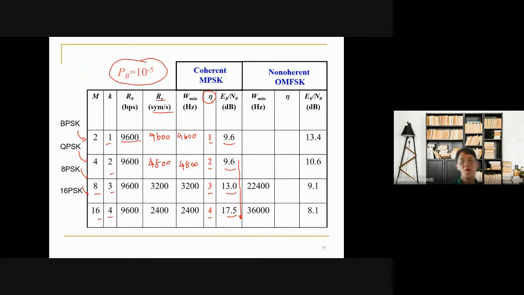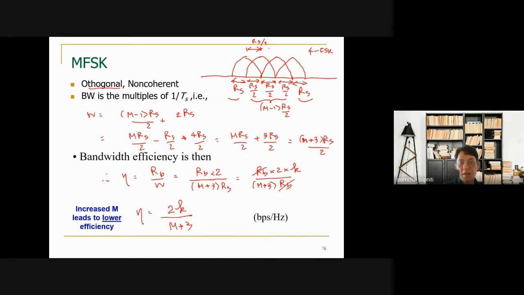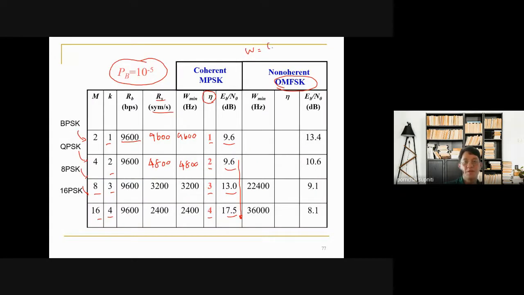On the other hand, FSK is quite interesting actually. So let's compute. What is W from the previous page? M plus 3 times RS over 2, right? So for M equals 2, we have 5 over 2 times 9600, whatever it is. This is something like 40,000, roughly, no? 40,000 hertz.